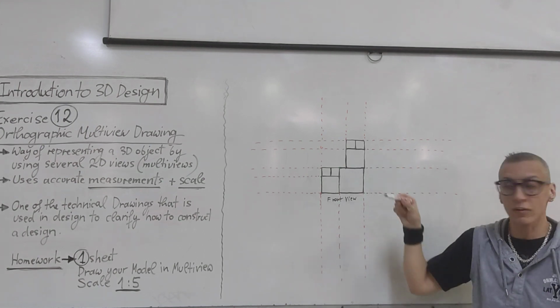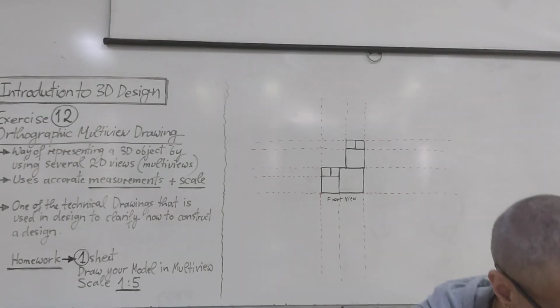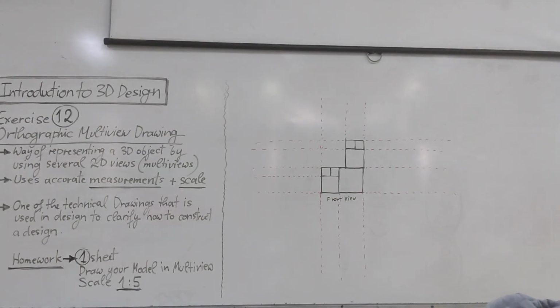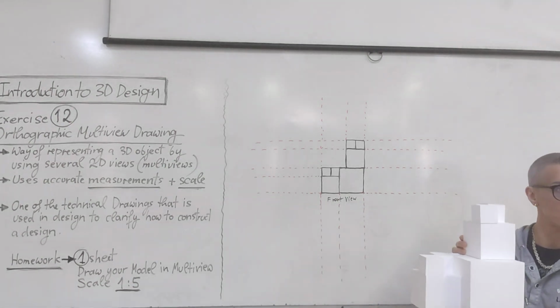If we need any others, we will take them later on, okay? So these are the major ones. Now, okay, let's go back to this object. So this is our front view that we choose.